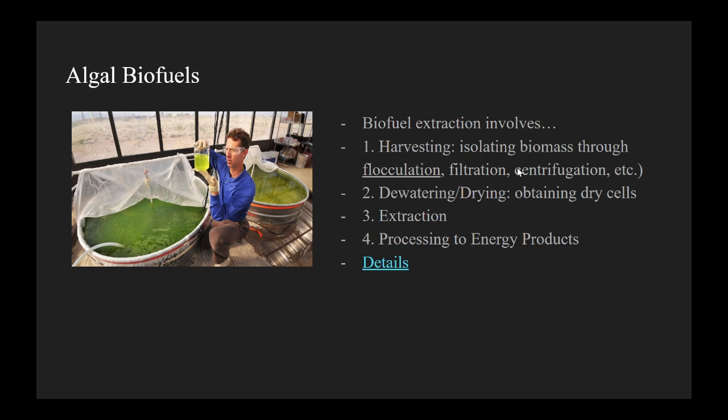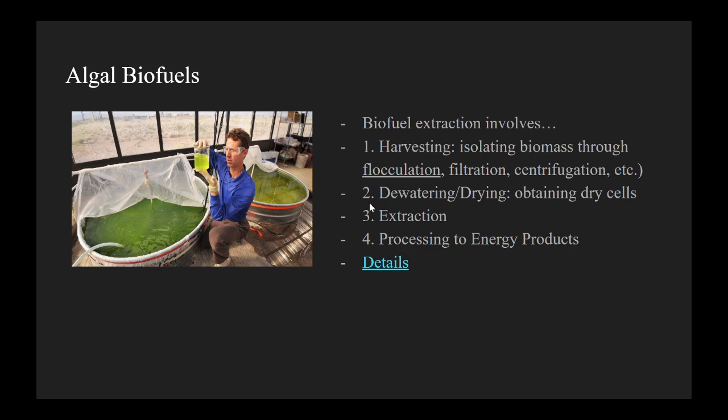We have a variety of ways. You don't have to really know what these are, but I'll go through them. Flocculation is where you add a chemical that helps all the algae cells stick together so that you can filter them out easier. Filtration, just filtration. Then centrifugation, where you spin the cells really fast so that the cells collect at the bottom and the liquid is on top. So you can get rid of the liquid and you'll have all the cells at the bottom.